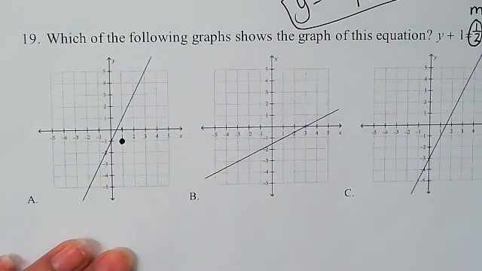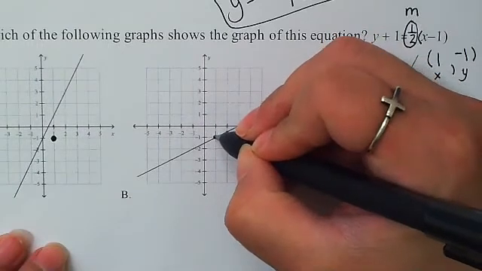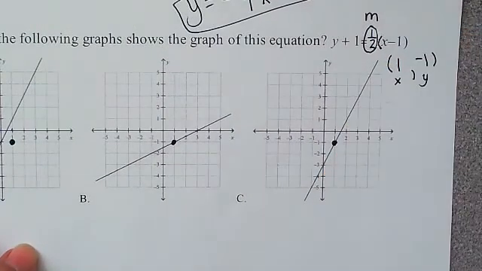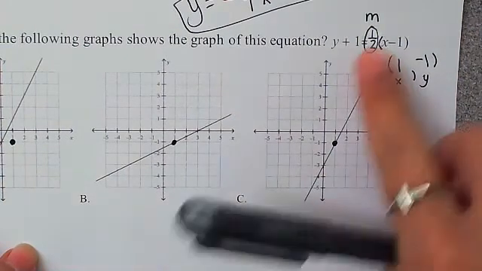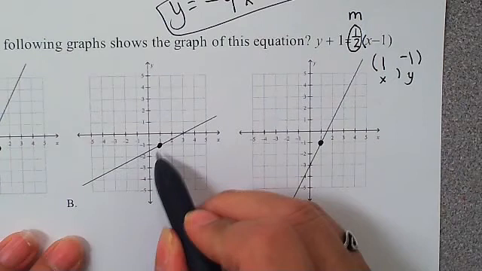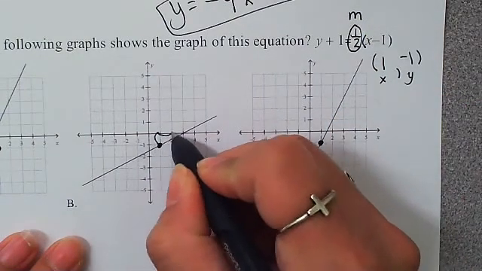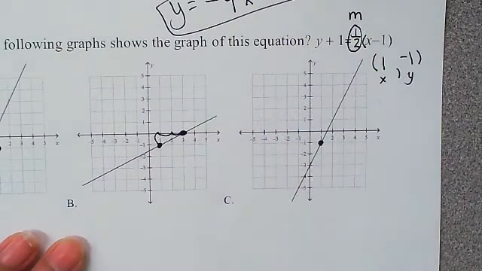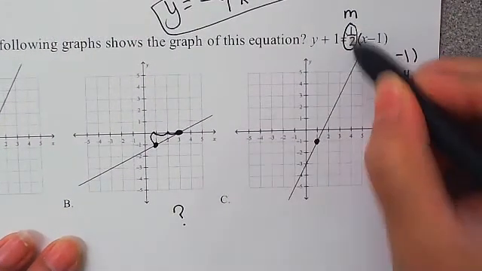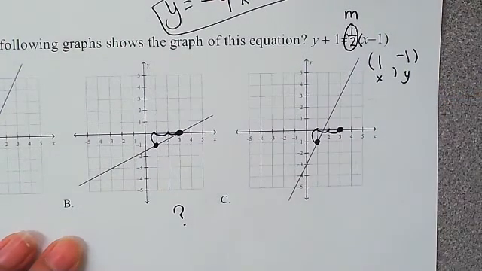So look at graph A. 1, -1. Is this graph even going through that point? No. How about graph B? 1, -1. Yes, it does. Okay. This one, 1, -1. This one also does. So then which one of these has a slope of 1/2? Well, let's see. If I stand here at the 1, -1 and I go up 1, run 2, do I land on the line? I do. So it could be that one.